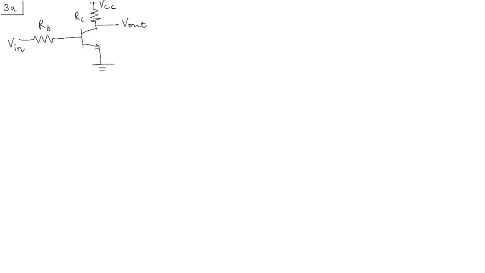Let's start the problem by just assuming that this amplifier is in active mode. You know that if a transistor has to work as an amplifier, it has to be in the active mode, right? So we'll assume that the transistor is in active mode. Assume BJT is in active mode.